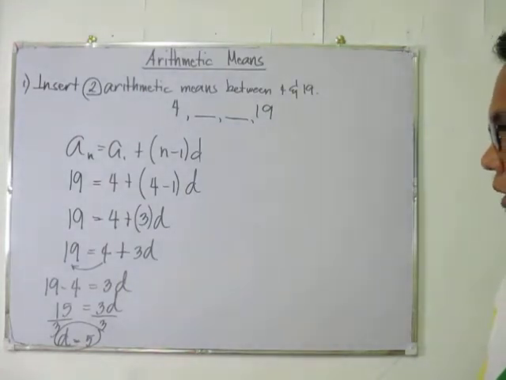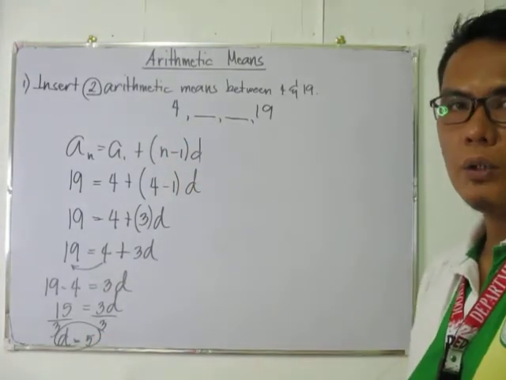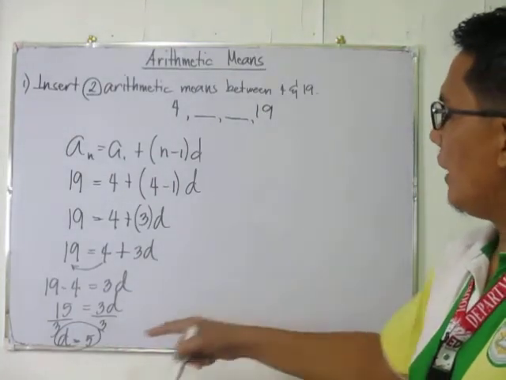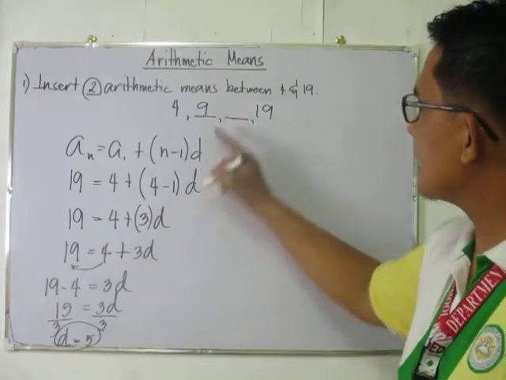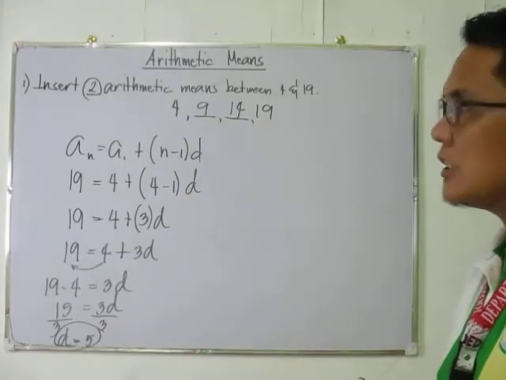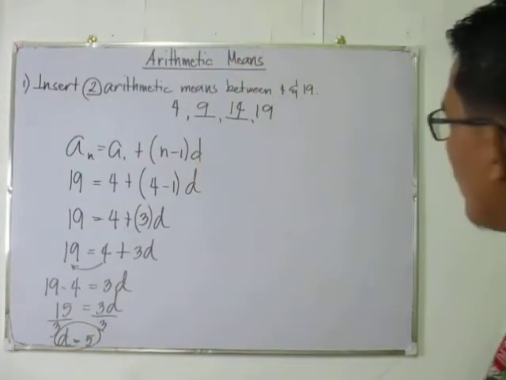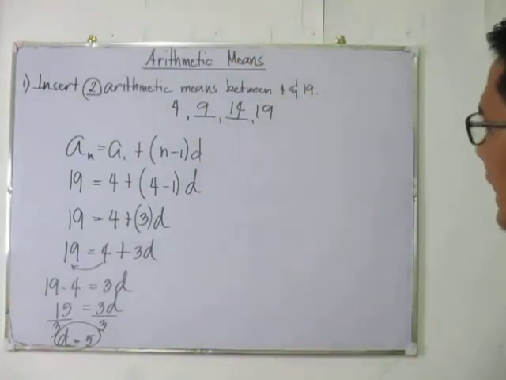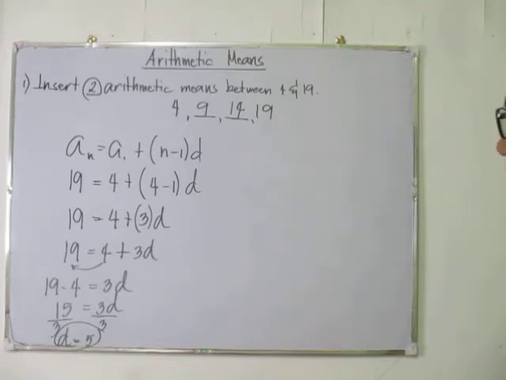Since that is the common difference, all we have to do is add our 5 to our 4. So what is 5 plus 4? This is 9. 9 plus 5 is 14. 14 plus 5 is 19. So therefore, the 2 arithmetic means inserted between 4 and 19 are 9 and 14. Okay? So that is what we mean by arithmetic means.